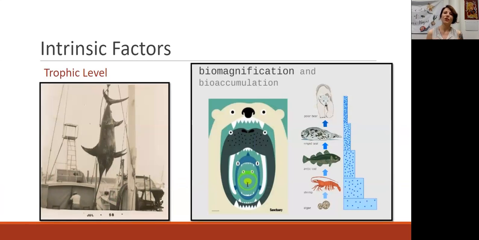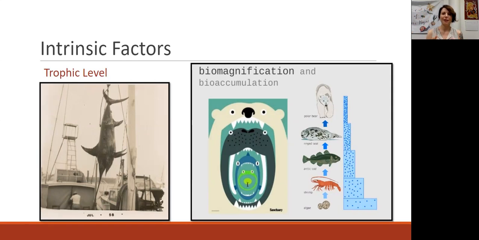Your trophic level is going to end up playing a role here as well. This too tends to correlate with body size. Trophic level is where you fall within the food chain that you're a part of. And if you are towards the top of that food chain, you are going to be more likely to be affected by extinction than if you're at the lower one.